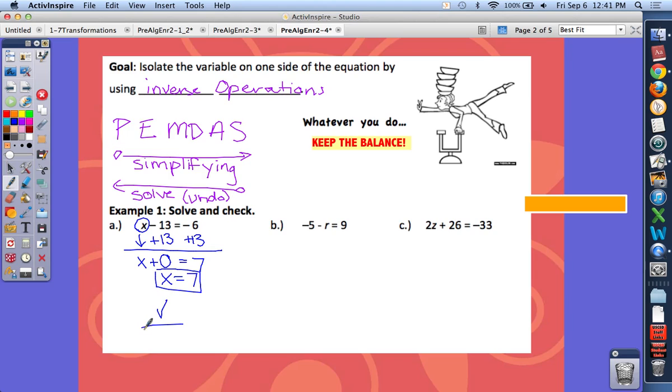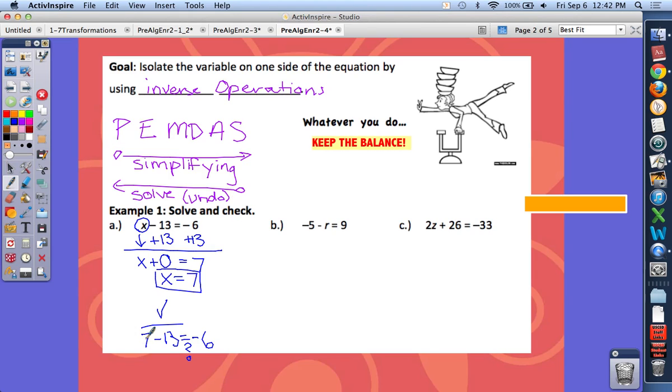Show a quick check step for me. How can we check this? You can always check your work by plugging it back in. So plug in the 7 where x was, and let's see if this is equal. We're going to check this. So put a question mark under the equal sign because we're not sure yet.